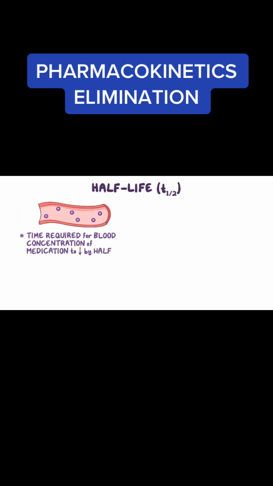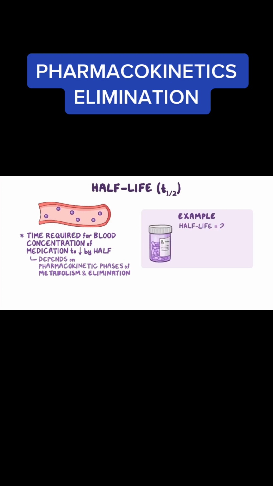Now, let's look at the half-life of a medication, which is the time required for the blood concentration of a medication to be reduced by half. And this mainly depends on the pharmacokinetic phases of metabolism and elimination. So, for example, if a medication's half-life is 2 hours, this means that it takes 2 hours for the concentration of that medication to drop from 100 to 50 milligrams per liter.